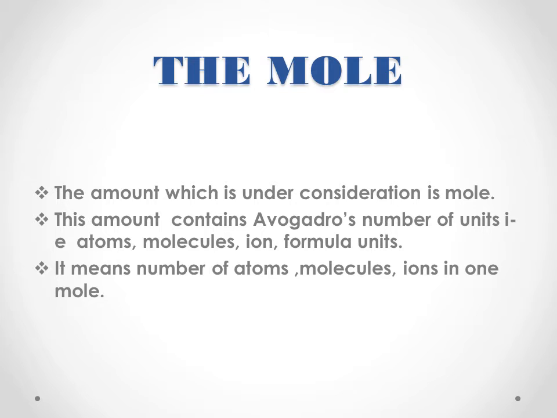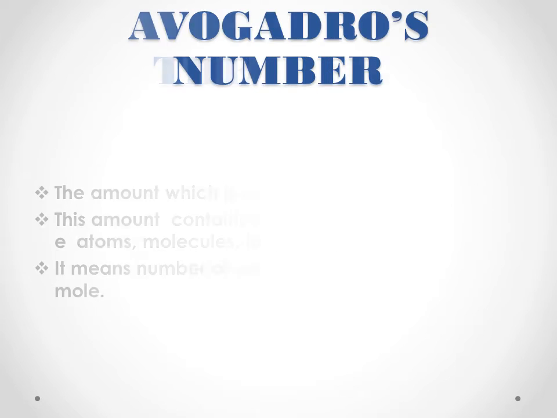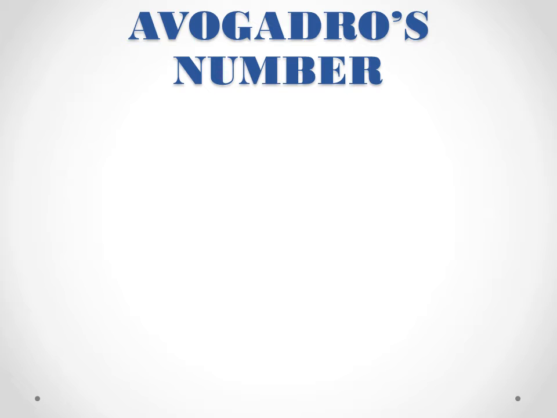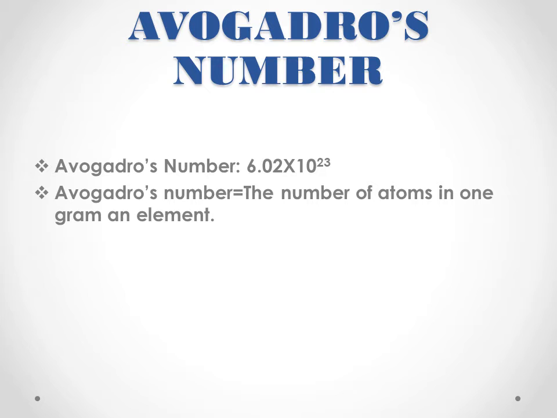When we understand the quantity of a mole, that is 1 mole, it contains Avogadro's number of units. Avogadro's number of units means Avogadro's number of molecules, atoms, ions or formula units. The quantity of Avogadro's number is equal to 6.02 times 10 raised to the power 23. And those units are atoms, molecules or ions.